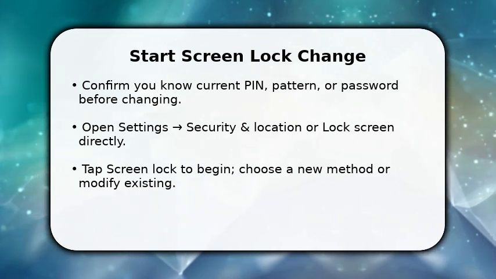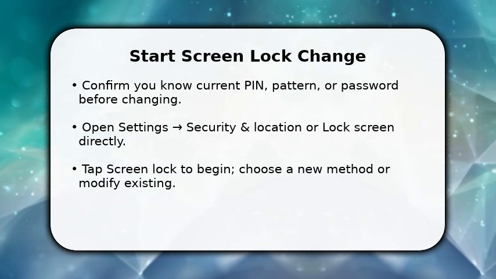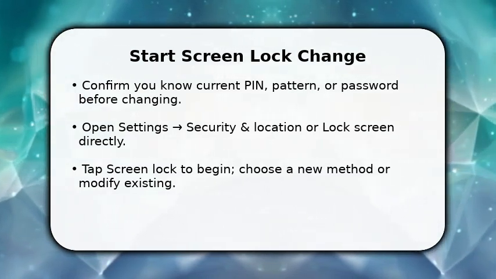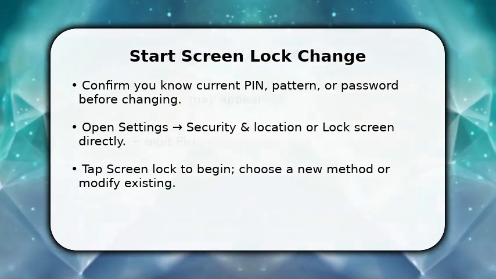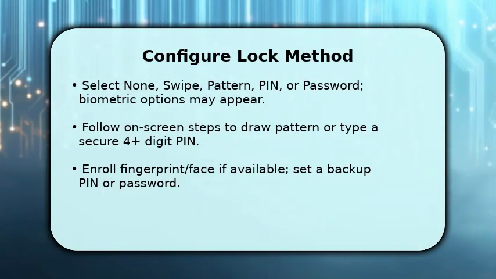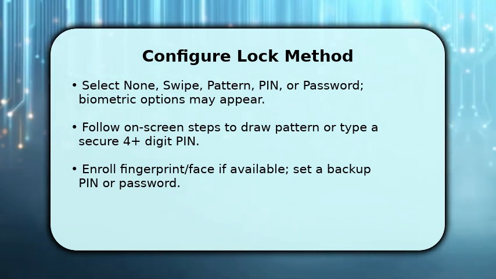After verification, you'll immediately see the list of lock options, so proceed to pick the method you want and prepare to configure it. Once you choose a lock type, follow the on-screen prompts to set it up. Draw a pattern, enter a PIN, or type a password. Use at least 4 digits for PIN and a stronger password if possible.